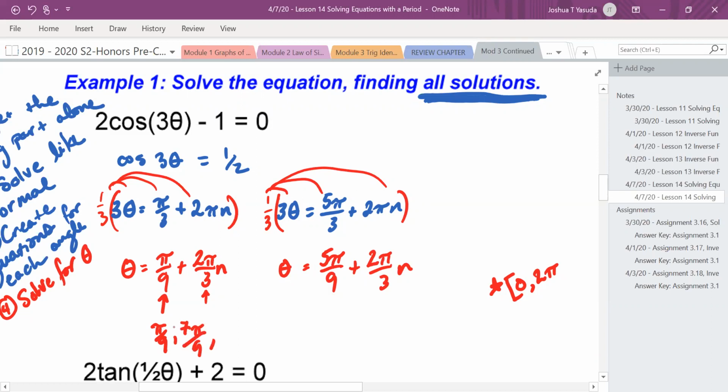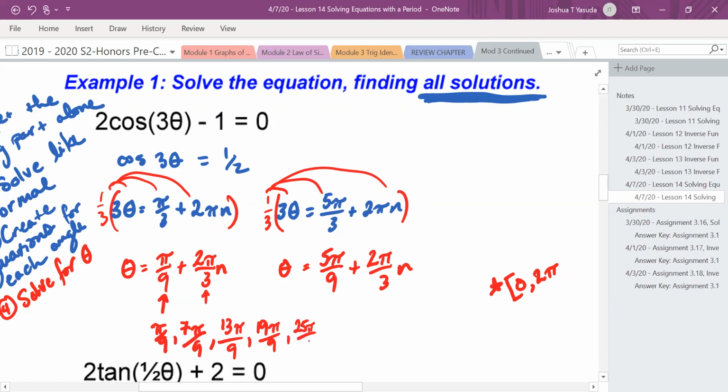And then let's see what else. 6 pi over 9 again. What would that be? 13 pi over 9. And then another one would be 19 pi over 9. And then another one would be like 25 pi over 9.